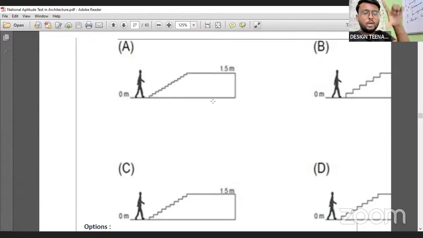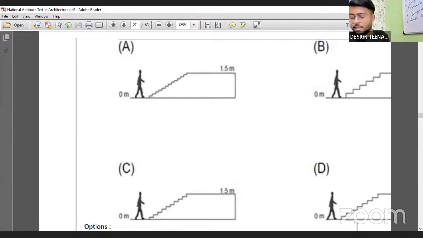Each stair is 15, total height is 150. How many stairs are required? 15 is the height of each staircase. Total is 150. 10 stairs. Divide 150 by 15. This is a very simple calculation.